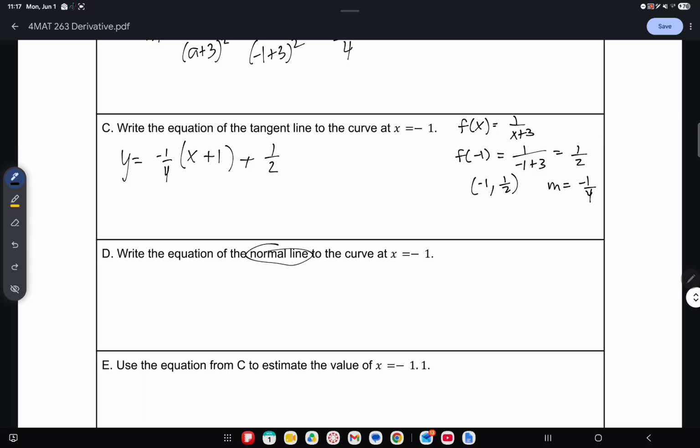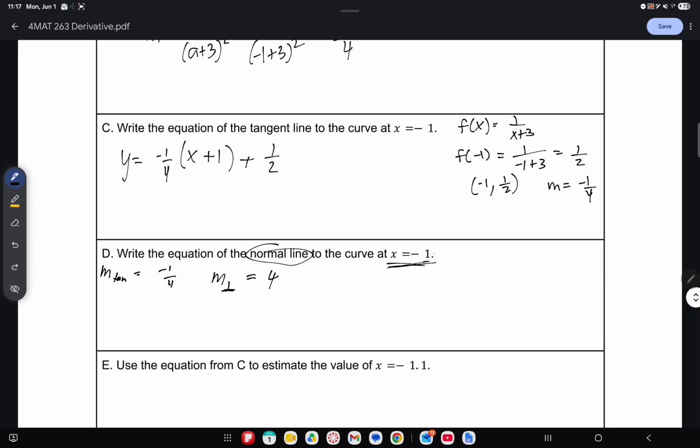Now we want the normal line. If we know the slope of the tangent line is negative 1/4, the slope of the normal line, and I'm going to use the perpendicular notation here, is the opposite reciprocal. Opposite meaning positive versus negative, so if the original was negative, this new one is going to be positive. And reciprocal is switching the numerator and denominator. So it's going to be 4.